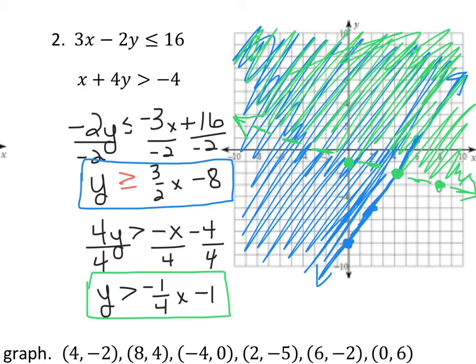So just remember the area that contains the solutions is going to be the area where the blue and the green cross each other. So that's going to be this area right in here. Above the blue, above the green dashed line, and anything in here will be a solution to this inequality set.